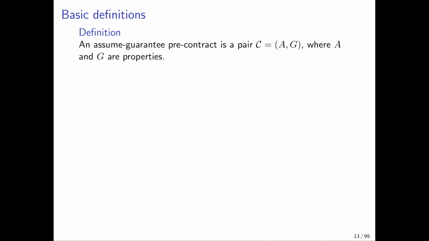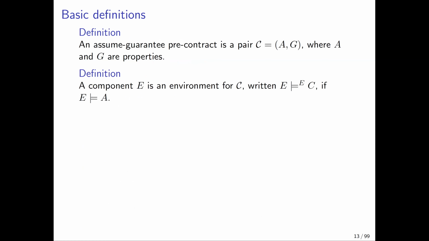Absolutely. So if we think about the definition of what an environment is for a contract, it is a component that satisfies the assumptions of the contract. That being said, when you have multiple objects in your system, then the composition of all of those objects should satisfy the assumptions of this contract in order to be an environment. So what you're saying is absolutely right. Thank you. Of course.